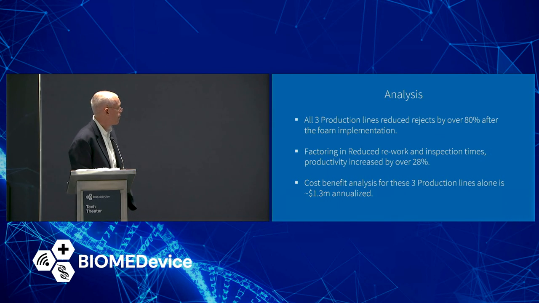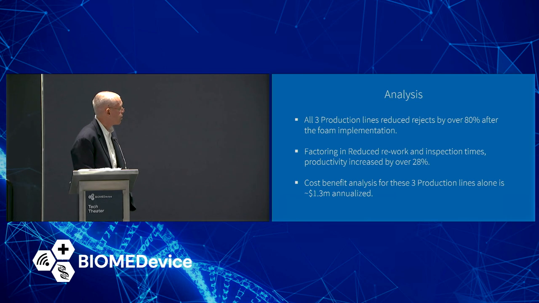So over the next year, we converted three plants to this material. Productivity increased 28%, and they had about a $1.3 million cost savings as a result of that.